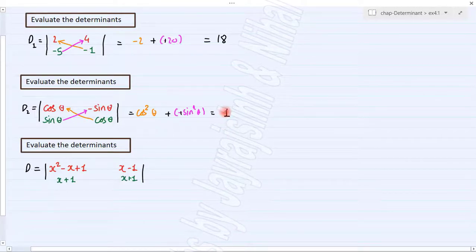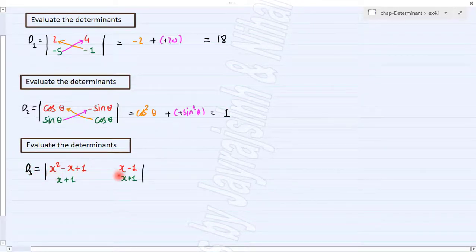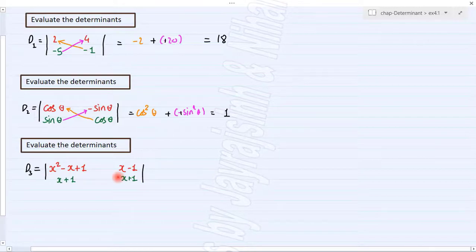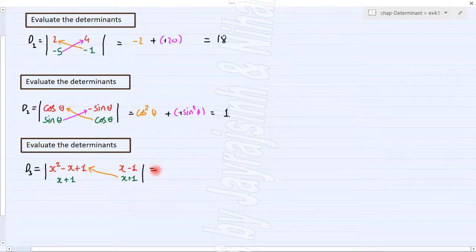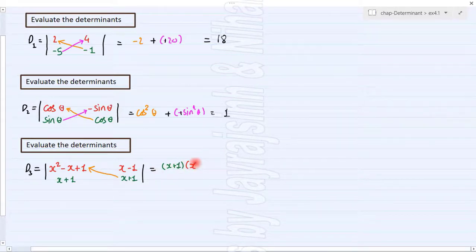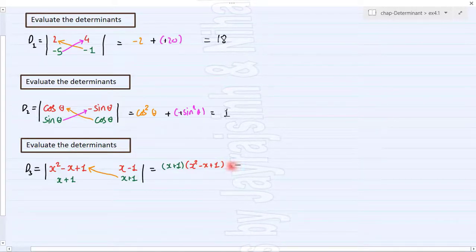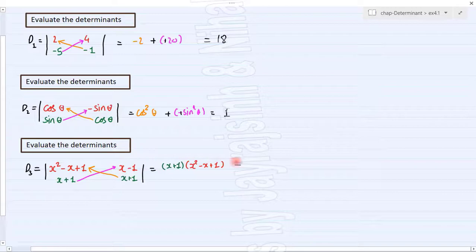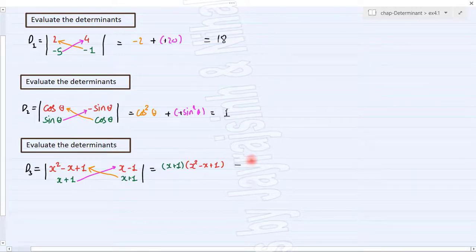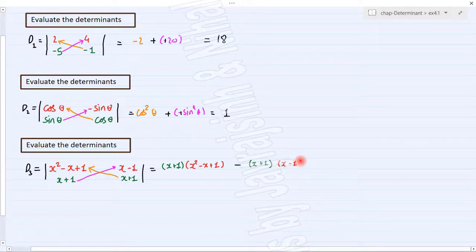And without wasting time, evaluate this determinant D3, which is of order 2 cross 2. To obtain this, we have to cross multiply. This x plus 1 multiplied with x square minus x plus 1, so we'll get (x plus 1) into (x square minus x plus 1), minus (x plus 1) multiplied with (x minus 1), which will give us (x plus 1) into (x minus 1).